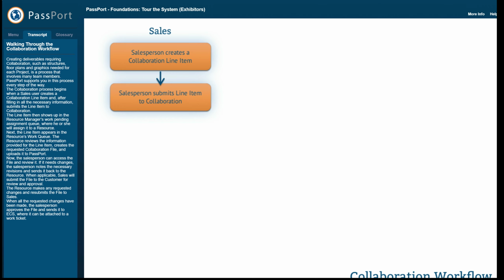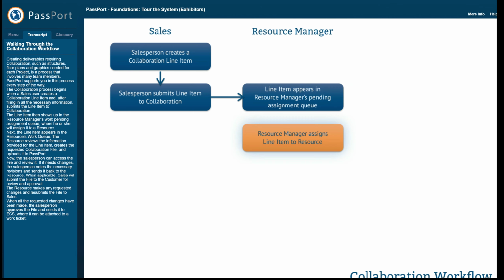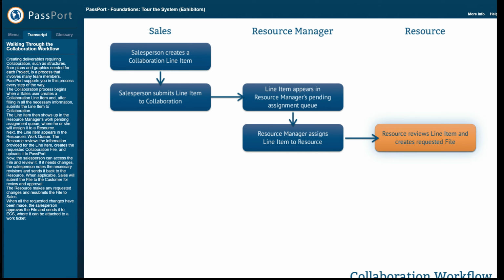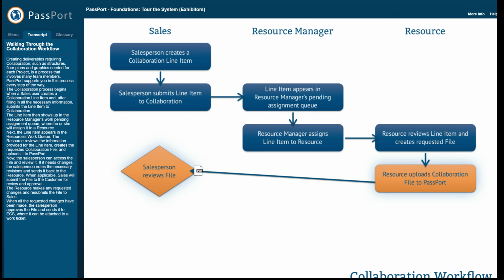The line item then shows up in the Resource Manager's Work Pending Assignment queue, where he or she will assign it to a resource. Next, the line item appears in the Resource's Work queue. The resource reviews the information provided for the line item, creates the requested collaboration file, and uploads it to Passport. Now, the salesperson can access the file and review it.